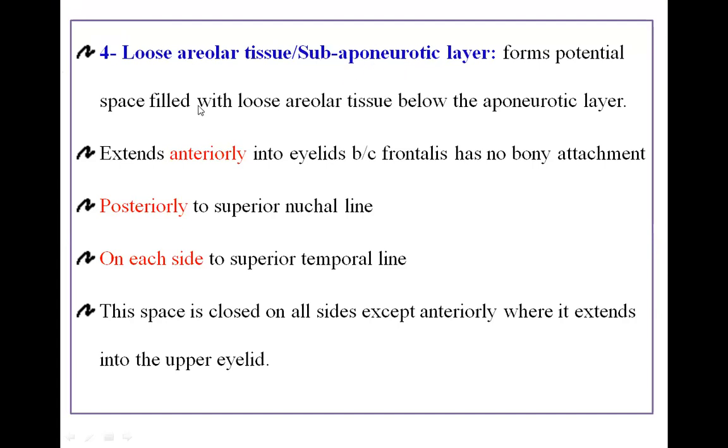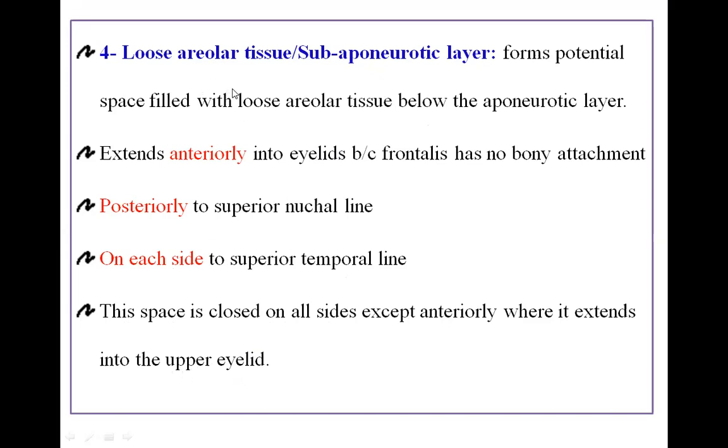The fourth layer is the loose areolar tissue or the subaponeurotic layer. It forms a potential space filled with loose areolar tissue below the aponeurotic layer. It extends anteriorly into the eyelids because the frontalis has no bony attachment, posteriorly to the superior nuchal line, and on each side to the superior temporal line.